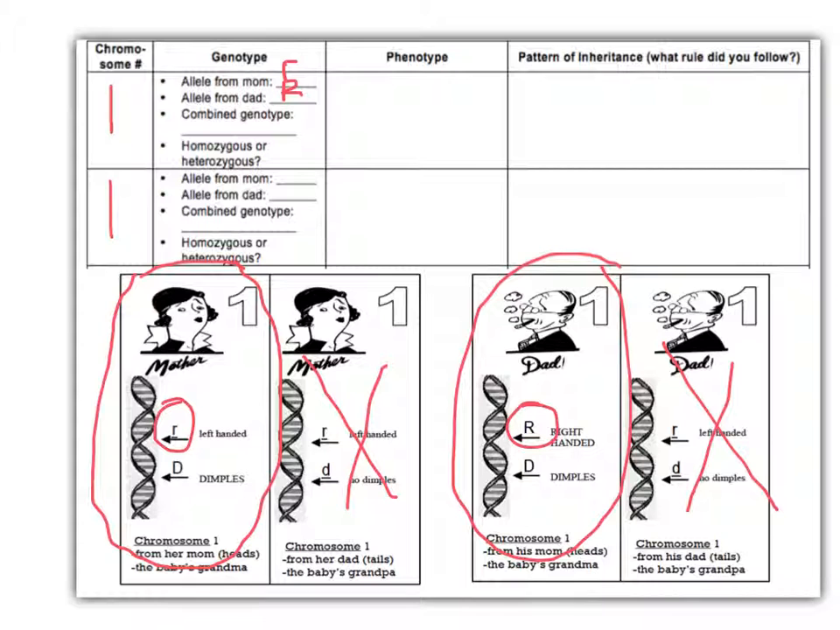So the combined genotype, remember that's the two-letter code. We have big R, little r. And then you can just circle if this is homo or heterozygous. Because they are different size letters, they are heterozygous.